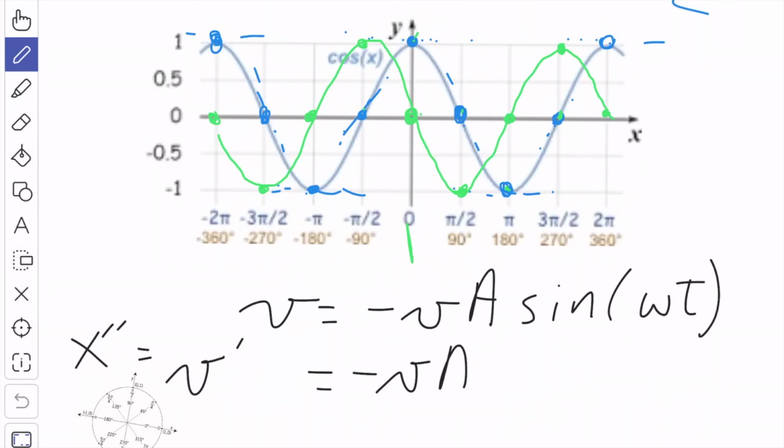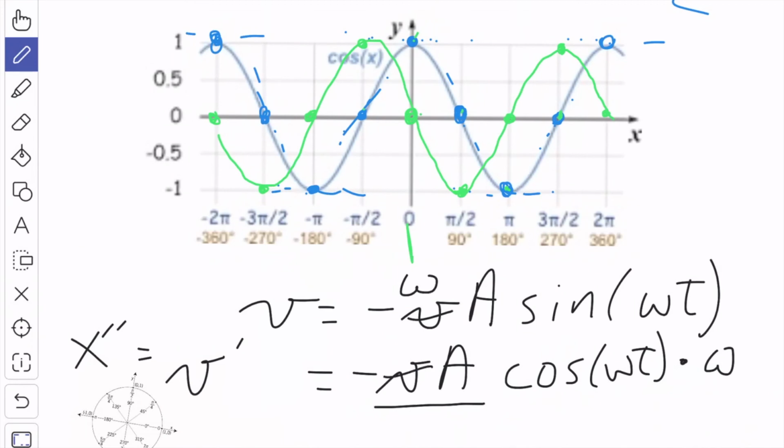Again, for now we leave this part. Those are constants, so they stay where they are. Sine becomes cosine. Omega t remains the same, but then we have to derive the function of omega t, which becomes just omega. I made a mistake. These should not be v's, these should be omega. Correct that in your notes for me, please.